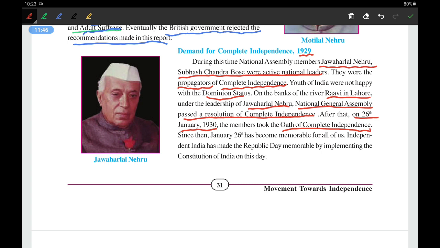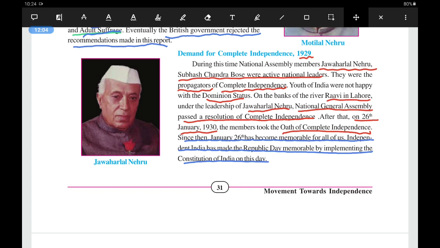Since then, this is a very important point, January 26 has become memorable for us. Independent India made Republic Day memorable by implementing the Constitution of India on this day. So you understood why 26 January was selected. It was not a random date, but the day on which our leaders asked for complete independence from the Britishers, and that's why, to make this date important in the history of India, 26 January was selected as the day on which we celebrate our Republic Day.